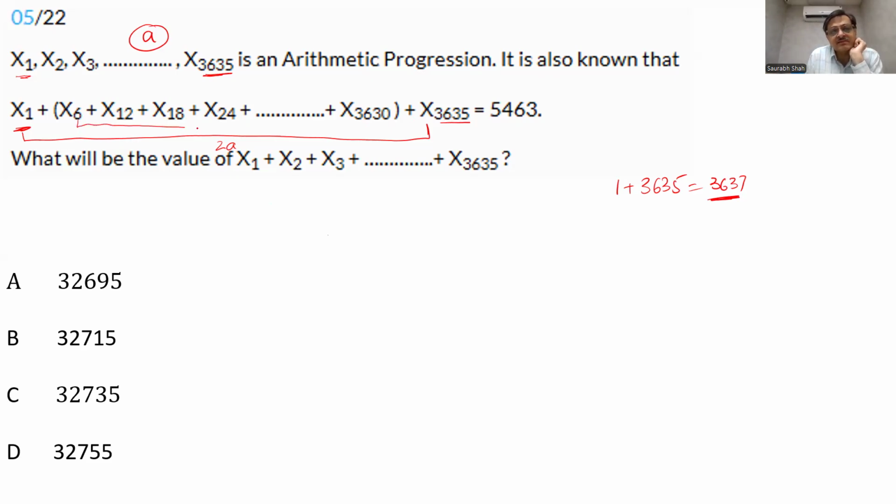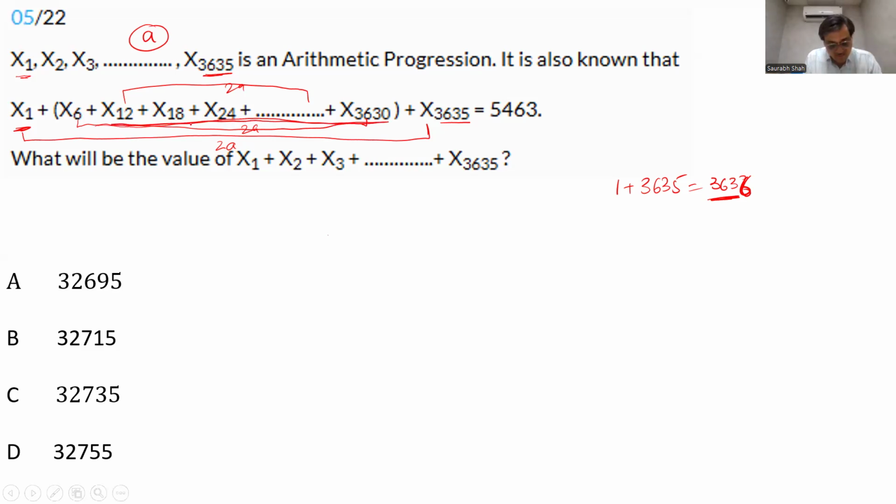Luckily, we have the same thing here. 6 plus 3630, total becomes 3636. So this total is also 2A. Second and second last in this bracket would also give a total of 2A. So all we are now to decide is find out how many terms are there in this sequence.